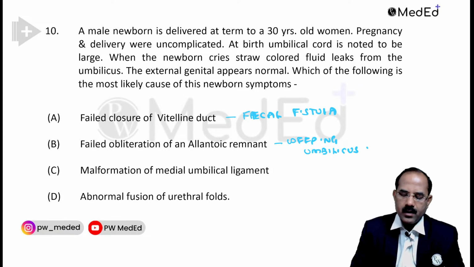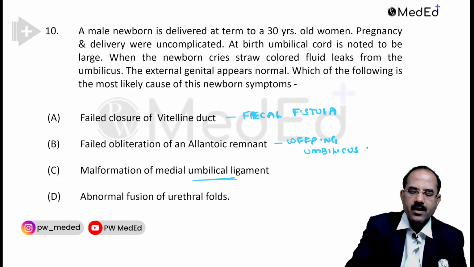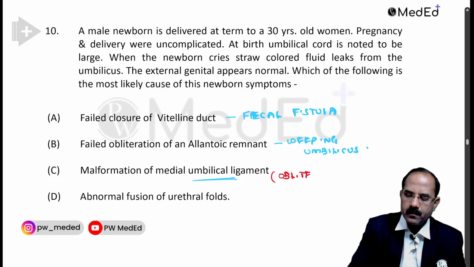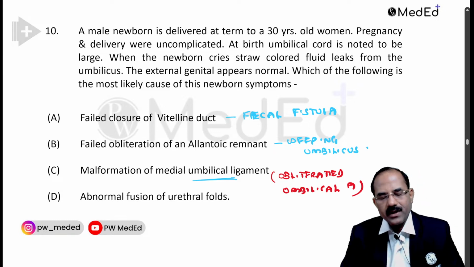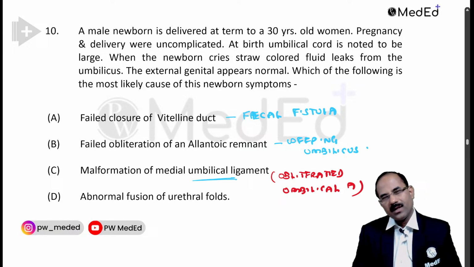Okay. What is the medial umbilical ligament? The medial umbilical ligament is the obliterated umbilical artery. Just remember this. It's the obliterated umbilical artery. That's the medial umbilical ligament.